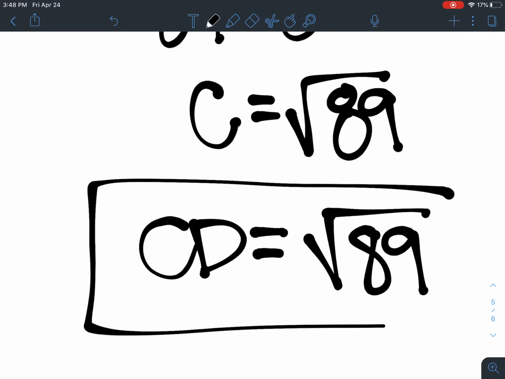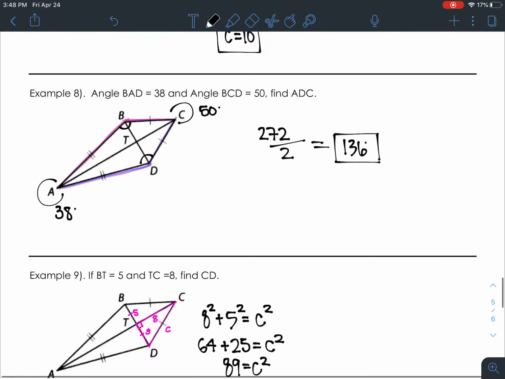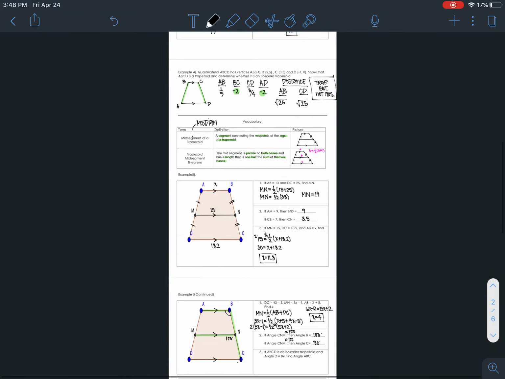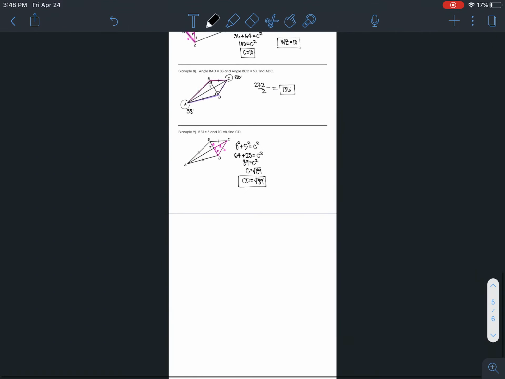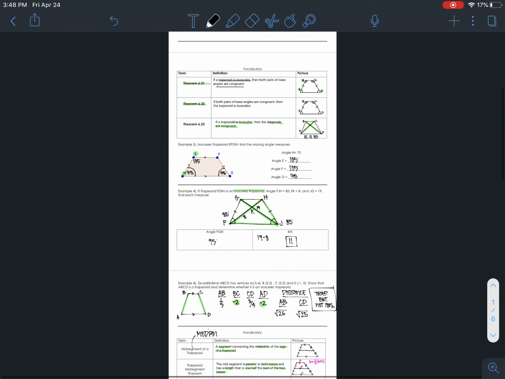Okay, so lots of content in this, lots of information about trapezoids, kites, and mid-segments, so make sure you guys do your homework to practice.